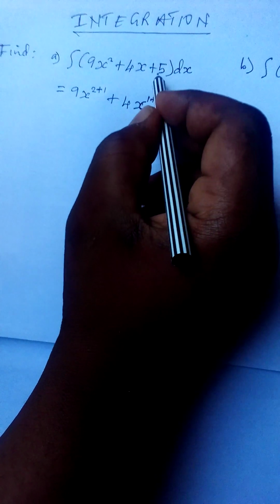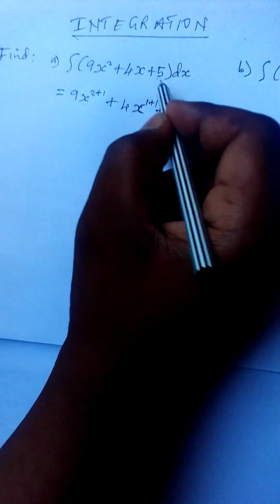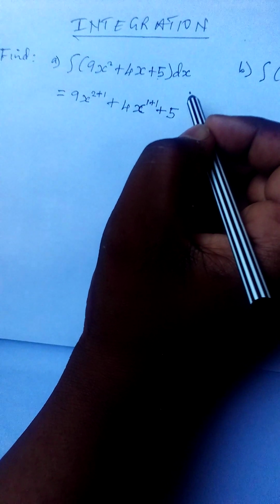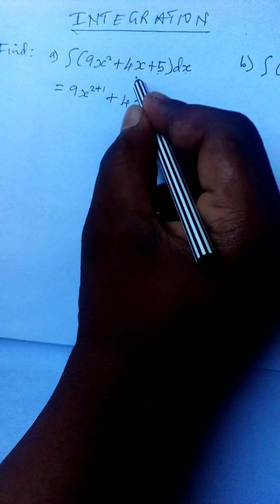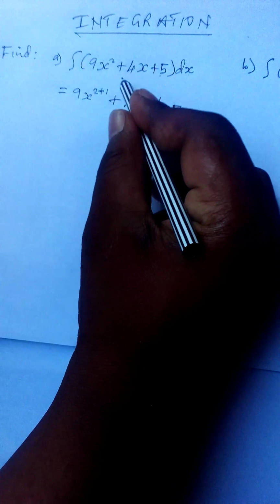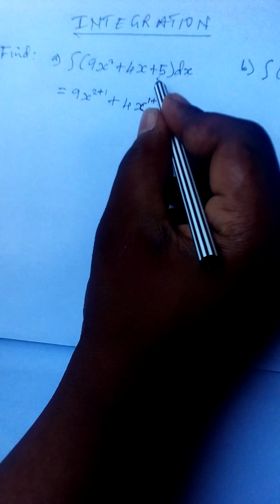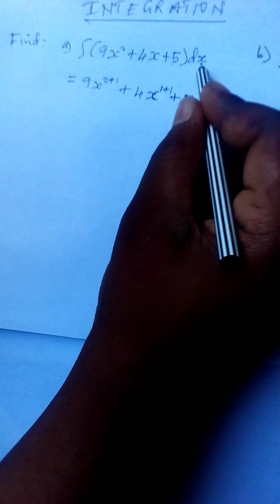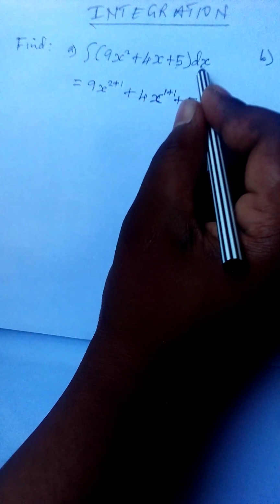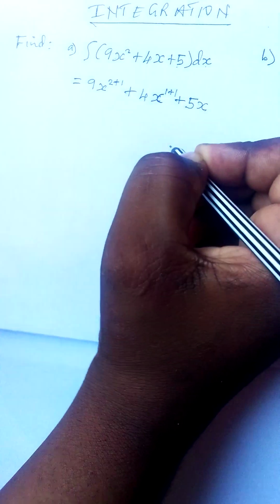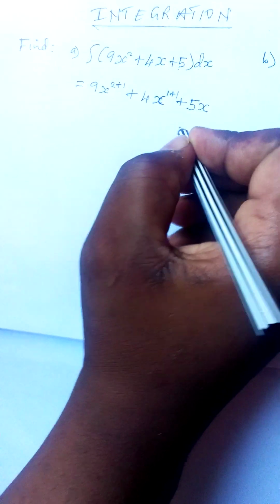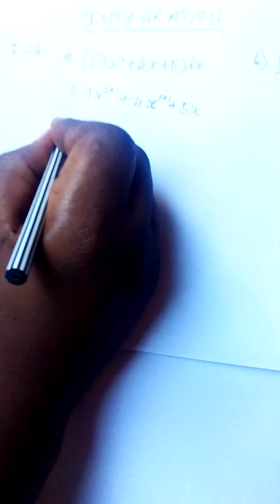Now what we do to a constant, in this case this 5 is called a constant, we usually put the letter that we are respecting. In this case we are saying this whole equation is with respect to x. Therefore we are just going to add an x on 5 like that.